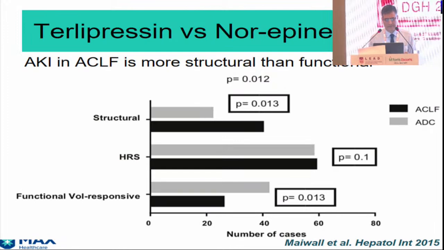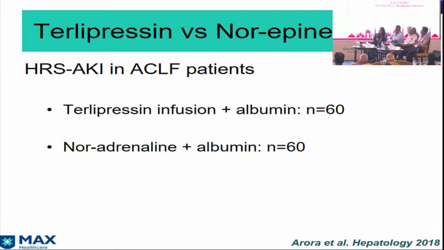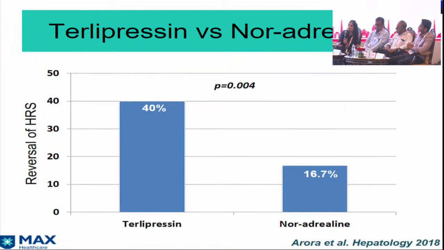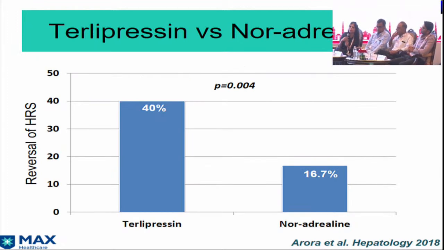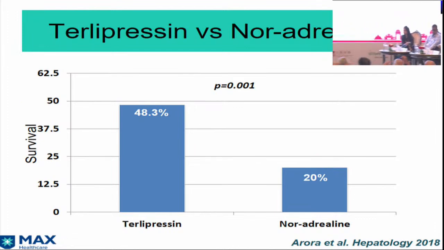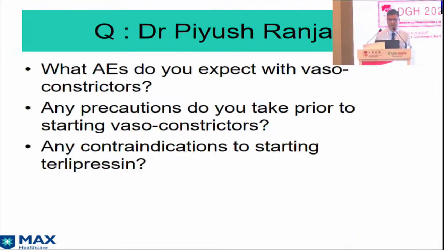Patients with acute and chronic liver failure, because we've shown that as compared to decompensated cirrhosis, here terlipressin works much better, even though with more adverse effects, but lower dosages will reverse the HRS better than norepinephrine. Yeah, so this was a study from your center only. Patients who were given terlipressin versus noradrenaline had a better survival and better reversal of HRS.